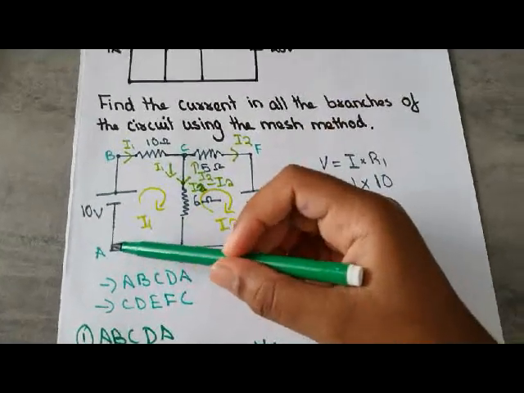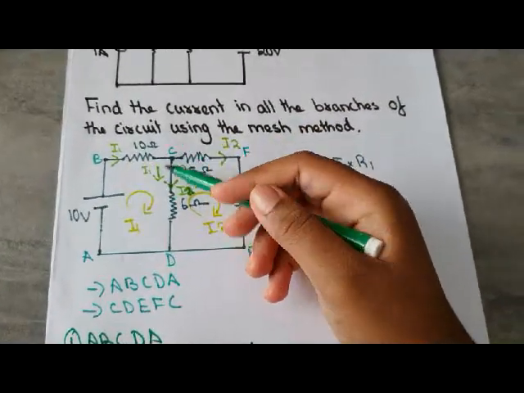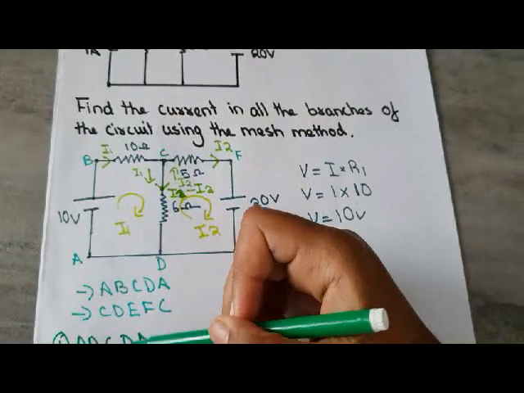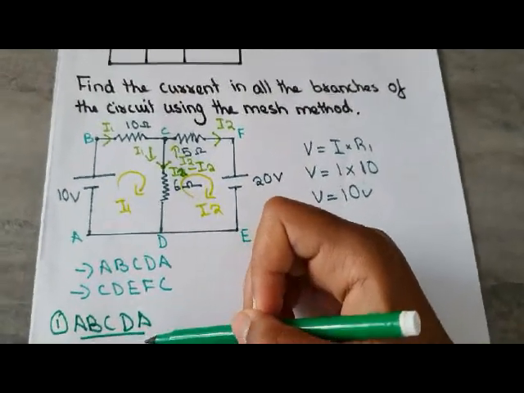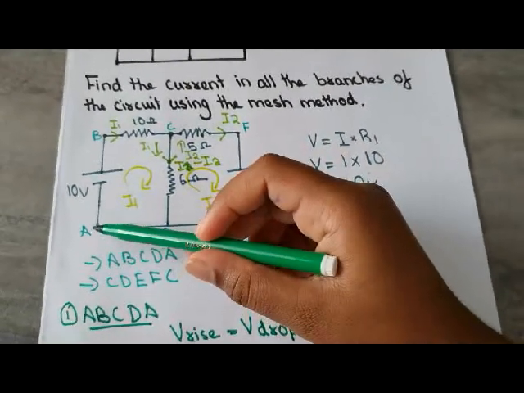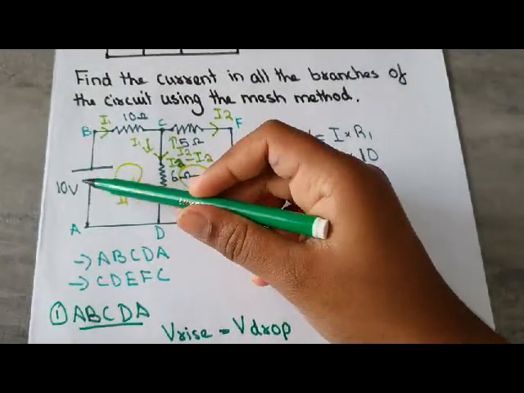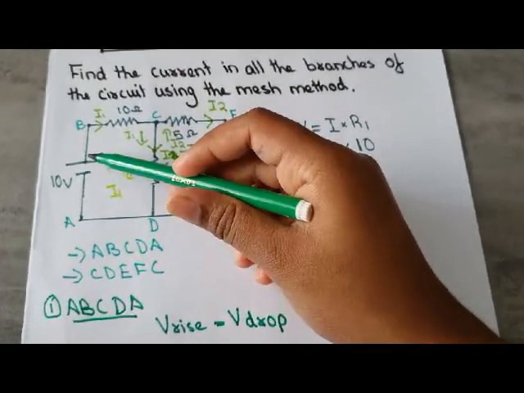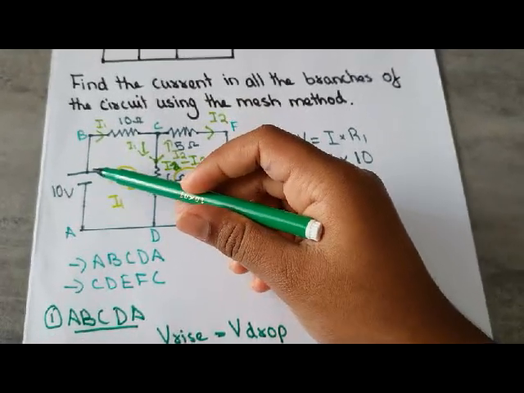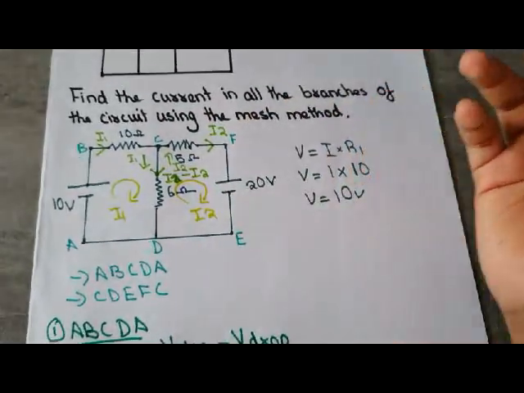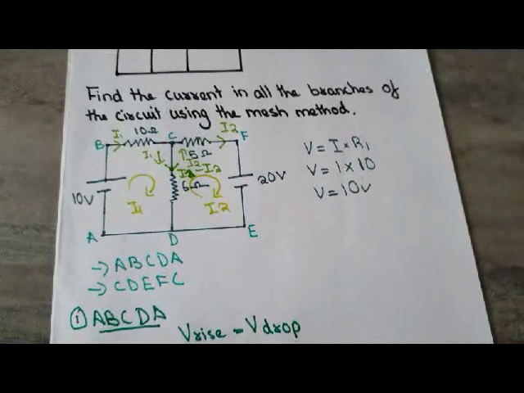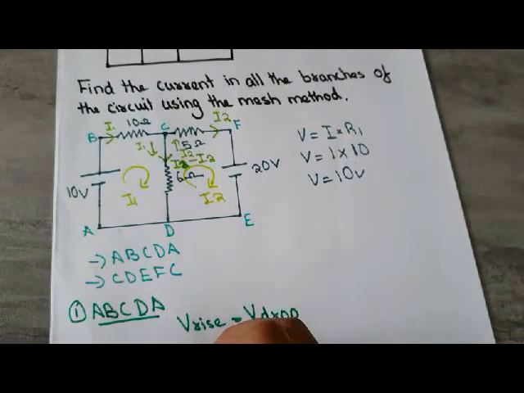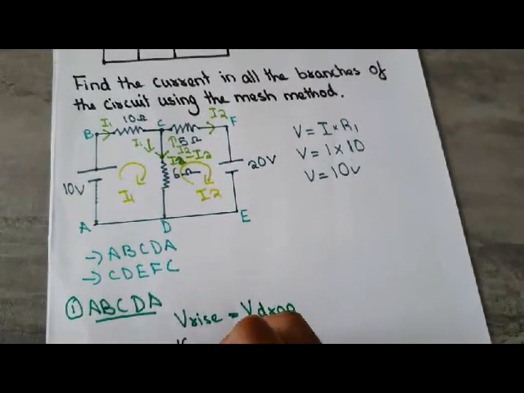And here let's begin with A, B, C, D, E, A. That's mesh 1. So we begin with mesh 1. First A, B. So A to B, there's a voltage source and it's moving from negative to positive. If it is moving from negative to positive, as you all know it is V rise, it's voltage rise. So we give here 10.